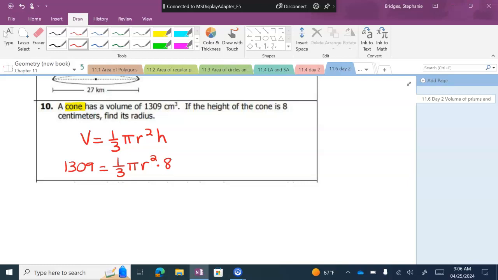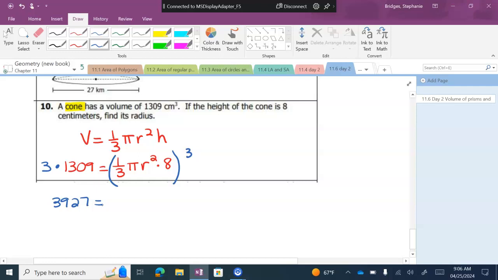Does everybody know how to get rid of a fraction? What's the denominator of that fraction? 3. So what I can do to make that fraction disappear is multiply this entire side by 3, which means if I do it on one side of my equation, I'm going to have to do it on the other side. So I'm going to multiply this side by 3. Do 1309 times 3. Does everybody get that number?